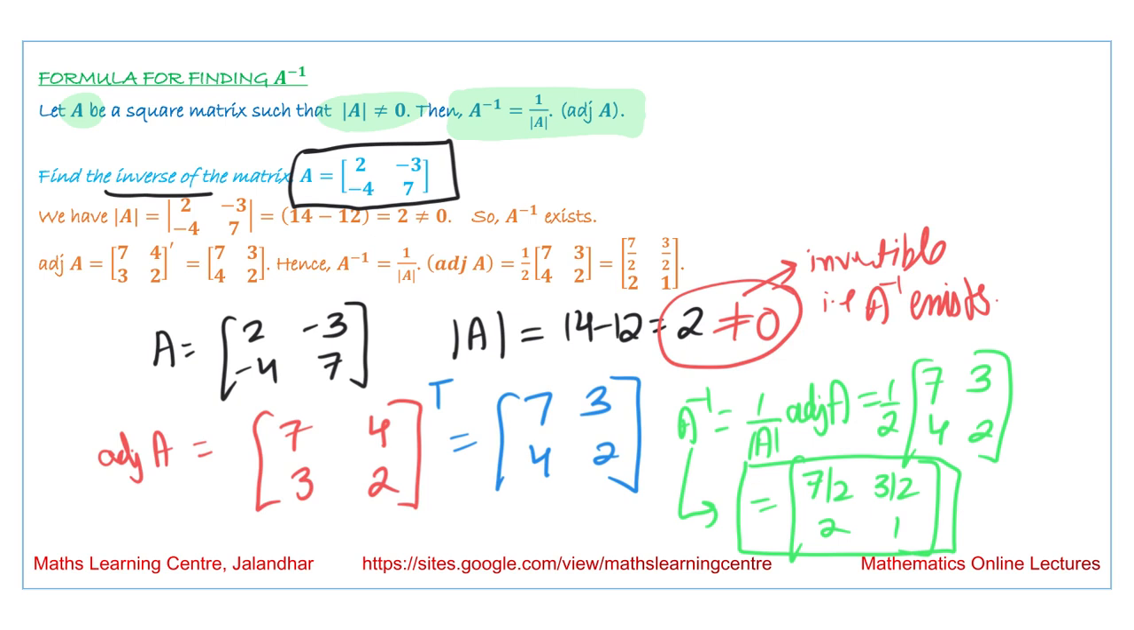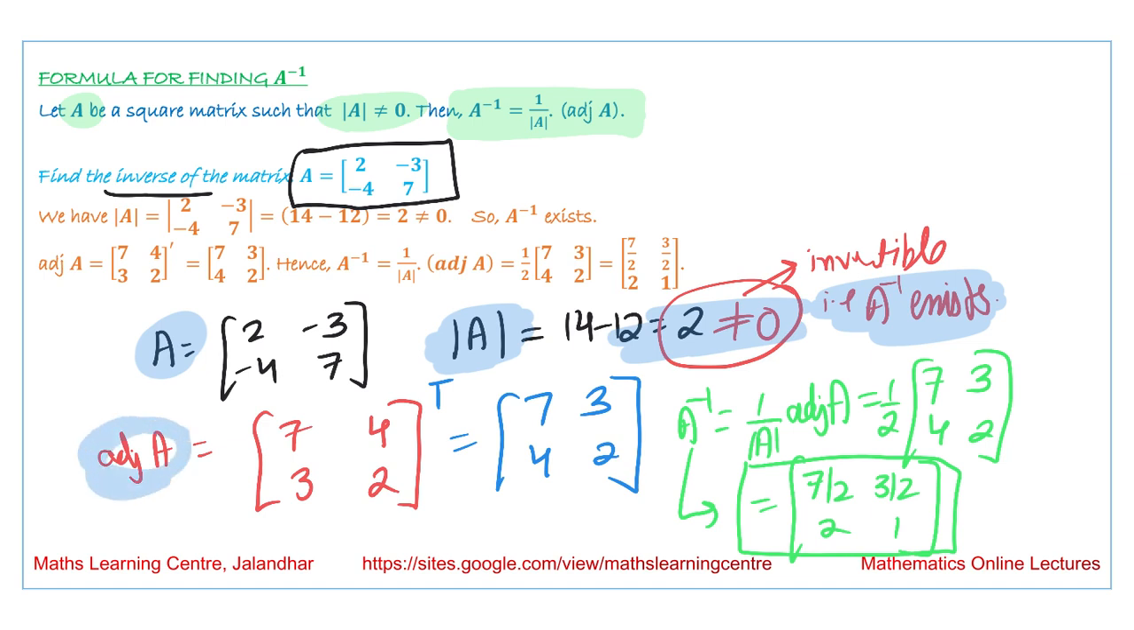First step we have is, we are writing this element matrix A. We have calculated determinant of A. If it is non-zero, we are saying A inverse exists. If this answer comes out to be 0, then we cannot find the inverse.